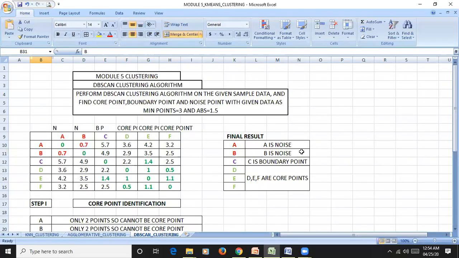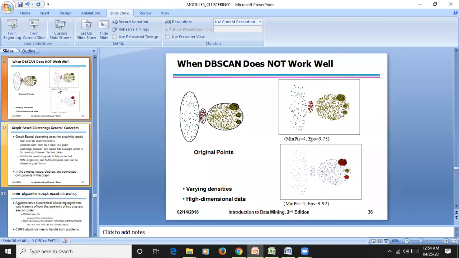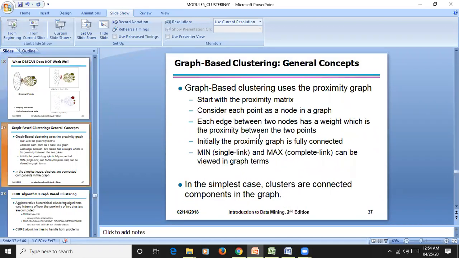These are my final results now. A is a noise, B is a noise, C is a boundary point, D, E, F are my core points. This is how you'll be using DBSCAN clustering. I hope you have got to know this DBSCAN. Followed by this is graph-based clustering.